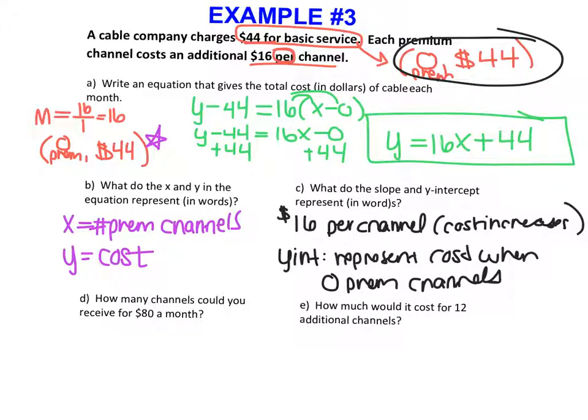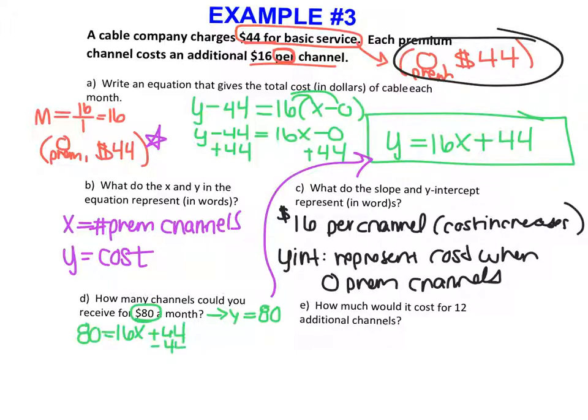Then in part D, it says, how many channels could you receive for $80 a month? So here I notice that I have a cost. So this is telling me that y is equal to 80. So what we can do here is substitute 80 in for y into our equation. So we take 80 is equal to 16x plus 44.